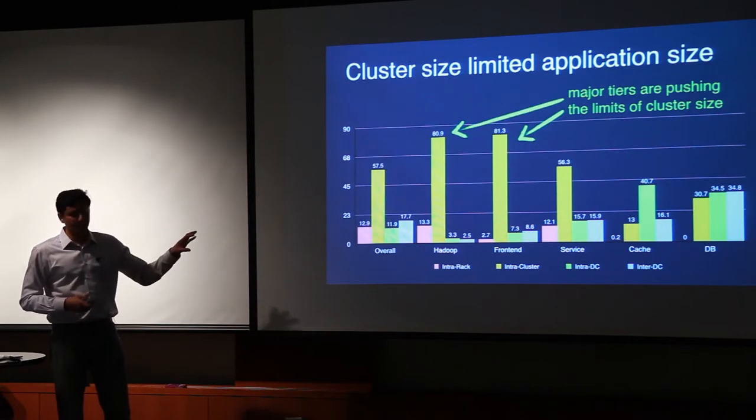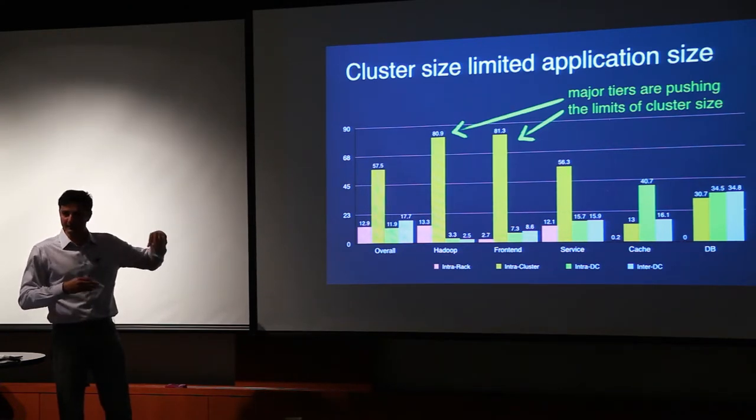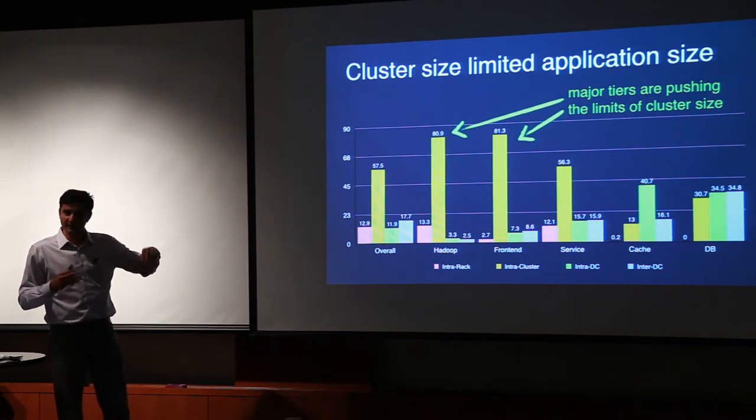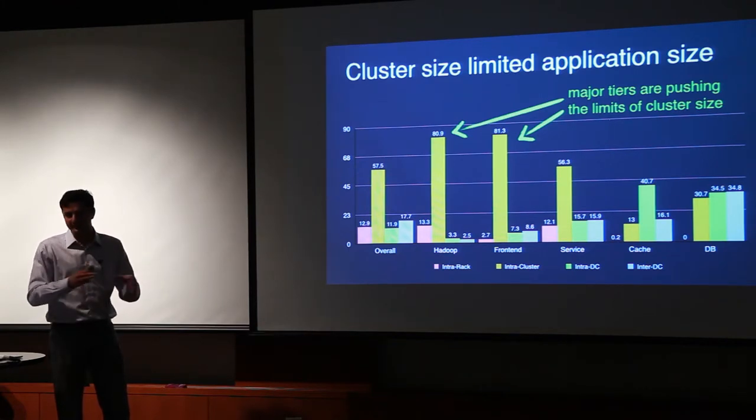And at the same time, if you look at the mix of traffic within our data center, this is a distribution of the different kinds of traffic. The red is traffic within a rack. The next one is traffic within a cluster, but not within a rack. Next one is the data center. And then the last one is cross data center traffic. We sometimes have multiple data centers on the same site. This includes both of those kinds.